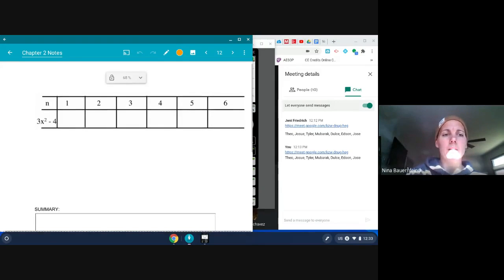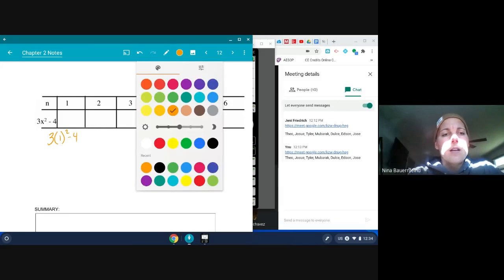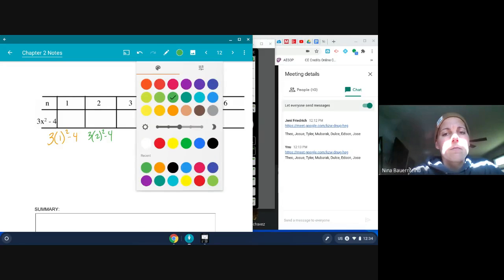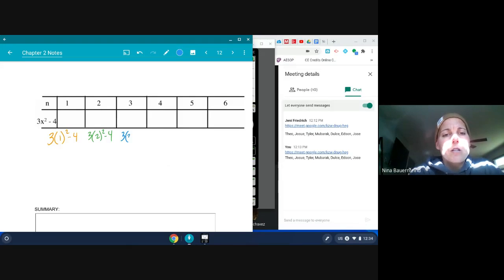So this last one, you can see it has a squared on it. So we'll do the same thing. Let's just start by filling them in. So it's going to be 3 times 1 squared minus 4. Then it's going to be 3 times 2 squared minus 4. Then 3 times 3 squared minus 4. I hope you guys are noticing that this, oh, I messed this up. This should be an X, sorry. But this is the thing that's changing. That's it. It's going to change to match these numbers.